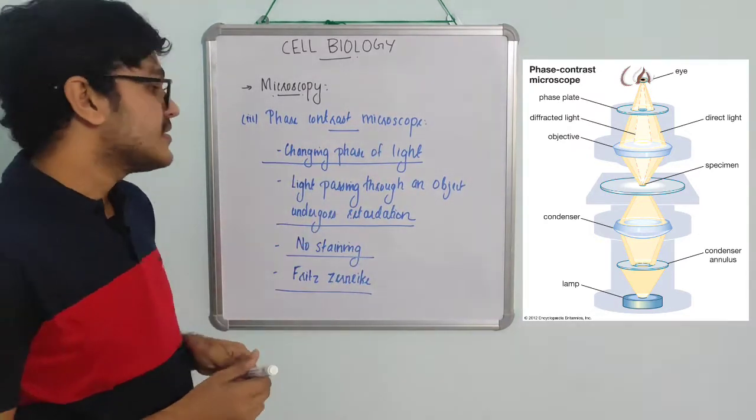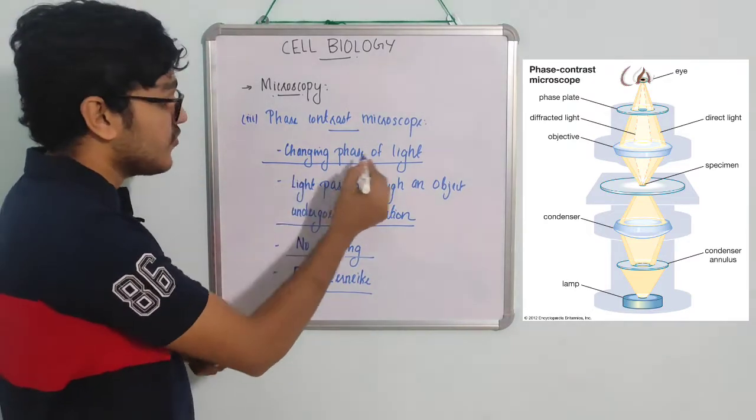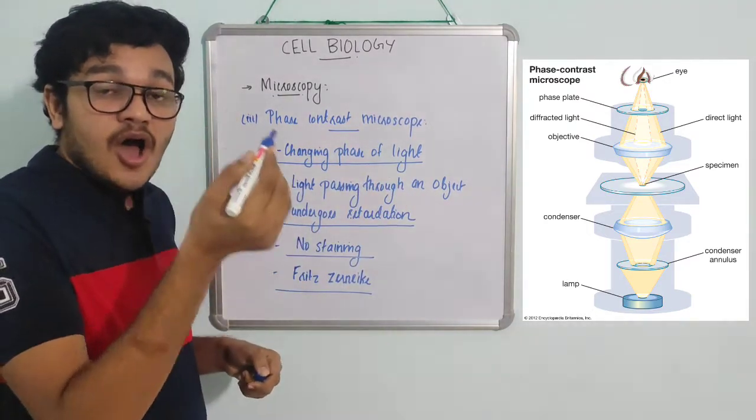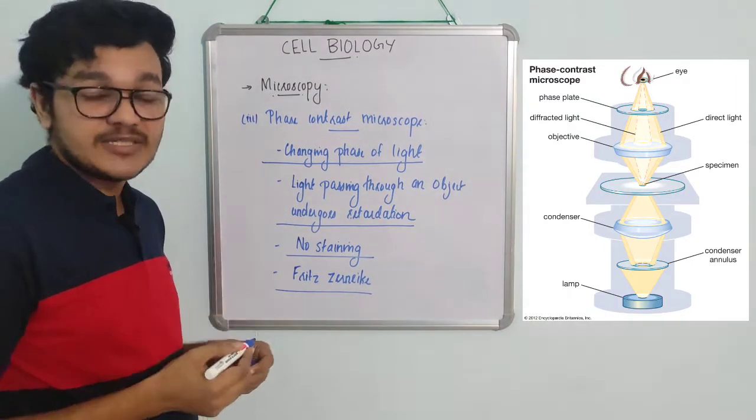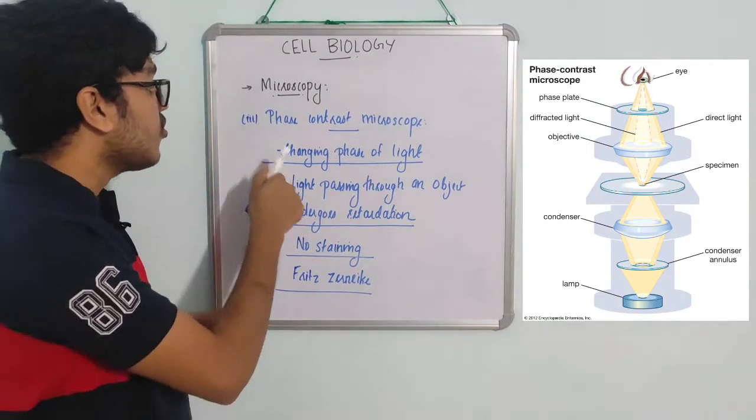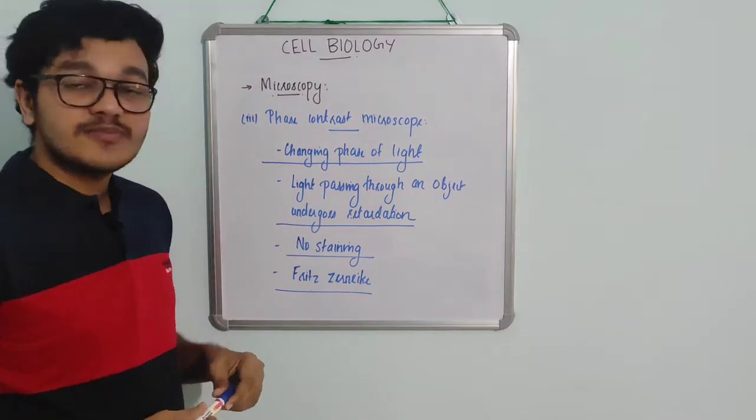The point to be noted is that the principle is changing the phase of light, which enables the observer to observe the object, which differentiates the object from its background. So that's the main point we have to note in this phase contrast microscope.